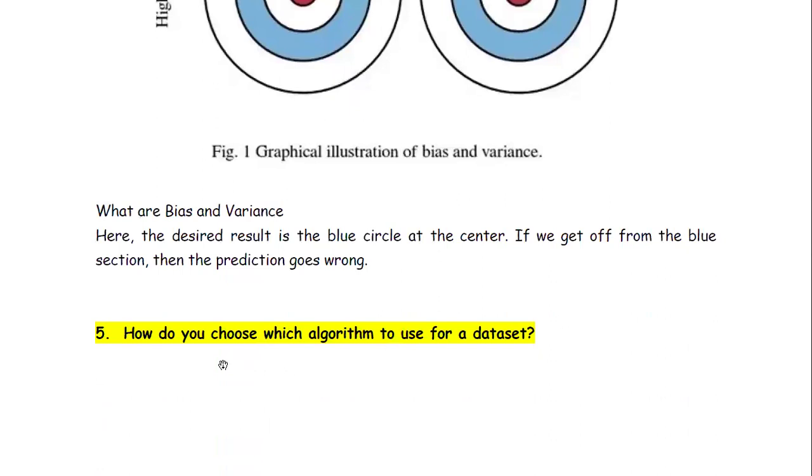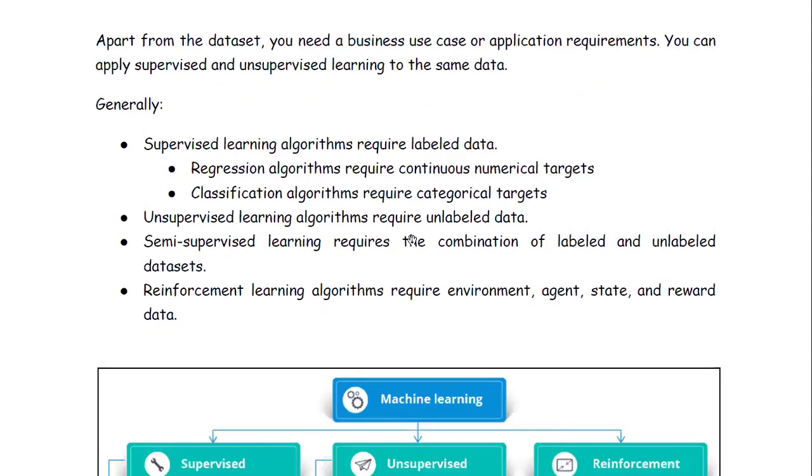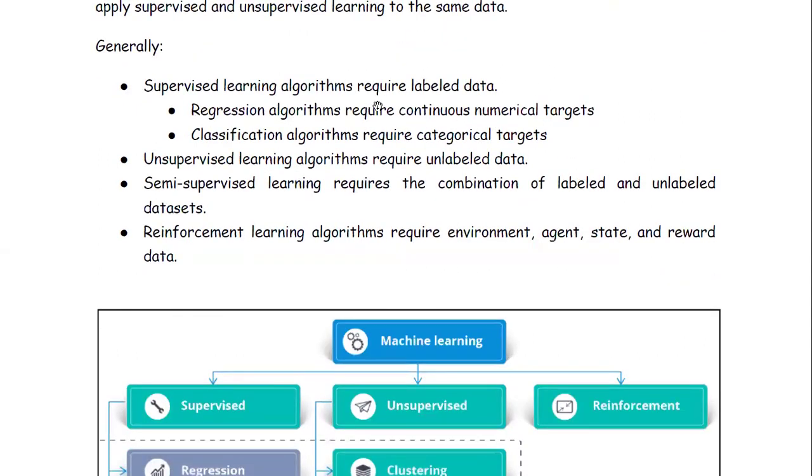Now, how do you choose which algorithm to use for a data set? Common question. Apart from the data set, you need a business use case or application requirements. What is your application requirement? Now, you can apply supervised and unsupervised learning to the same data. A supervised learning algorithm requires labeled data. Labeled data means you should have some knowledge about that data, right? Labeled data, tagged data.